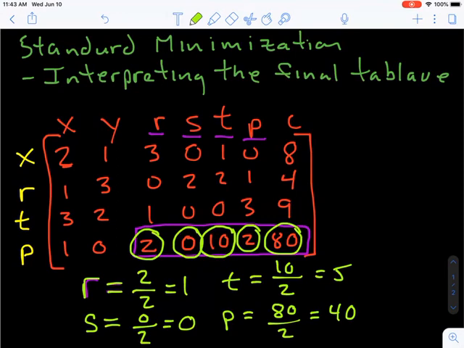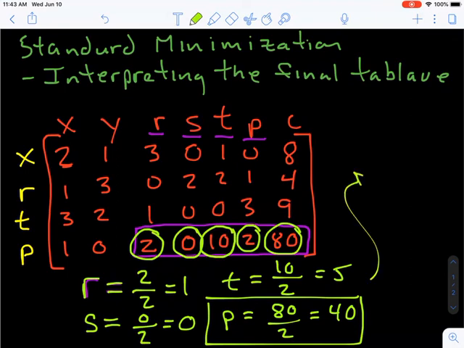Now, this is our p-value. It is also the c-value. The theorem in linear programming says that if a dual problem has an optimal solution, then the primal problem also has an optimal solution, and they are one and the same. So therefore, we can conclude that C is also equal to 40.